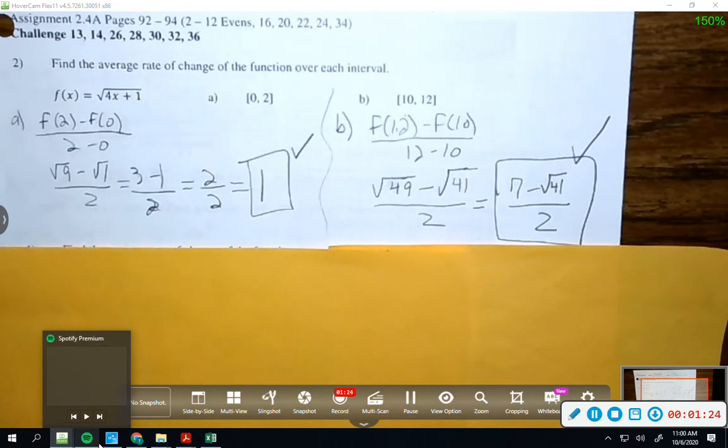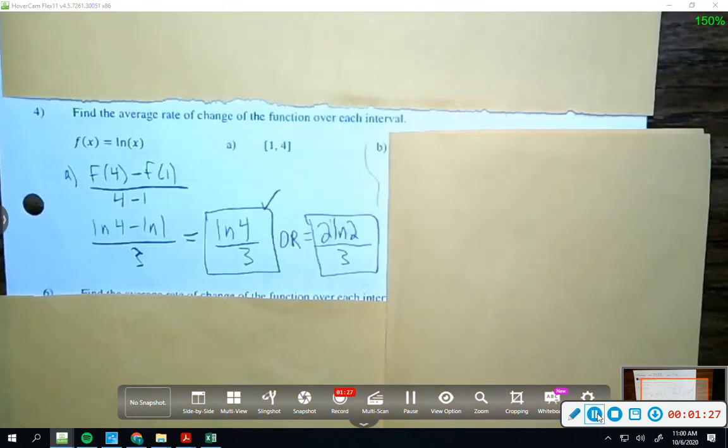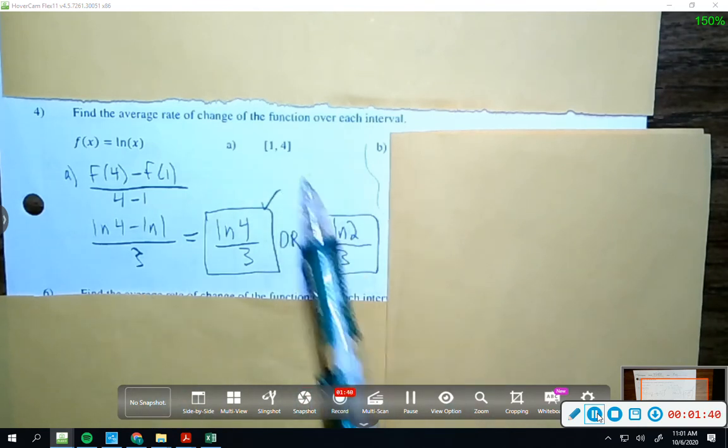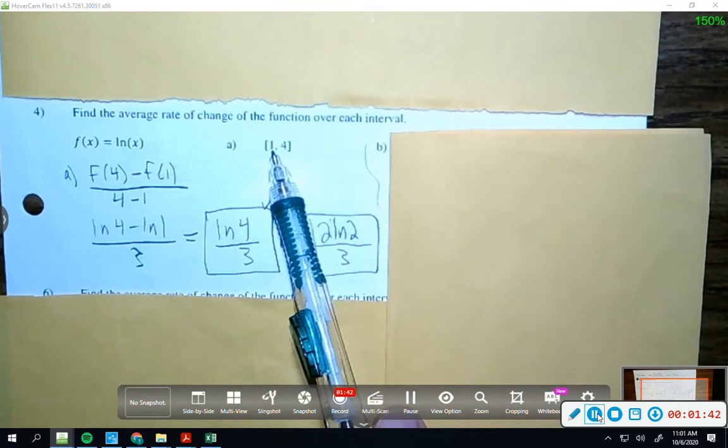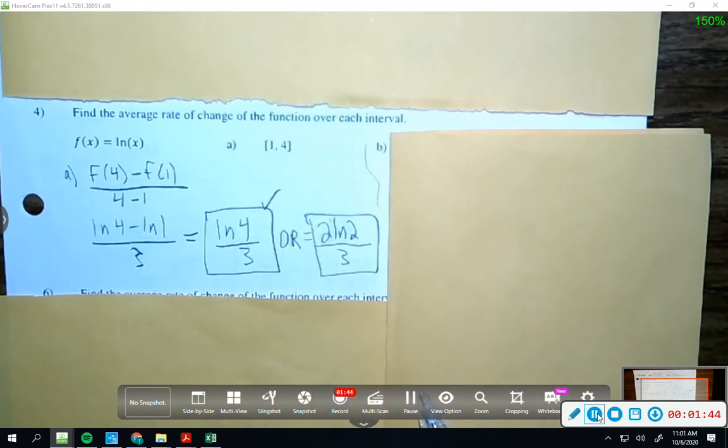Okay. Problem number 2. So problem 4 is again asking for the average rate of change. This time the interval is from 1 to 4. So it's f at 4 minus f at 1 all over 4 minus 1. B is always the right endpoint of the closed interval. A is always the left endpoint of the closed interval. The smaller value is A.